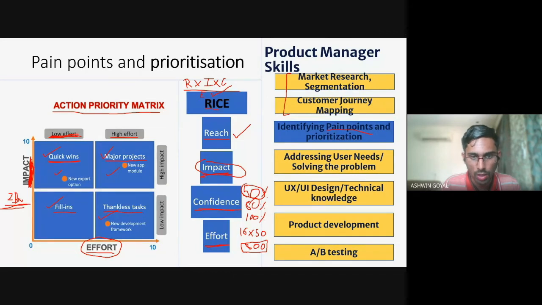So I'll quickly show you the official company webpage for the RISE framework, because RISE is a very commonly used framework, and you might yourself use this framework when you become a product manager.